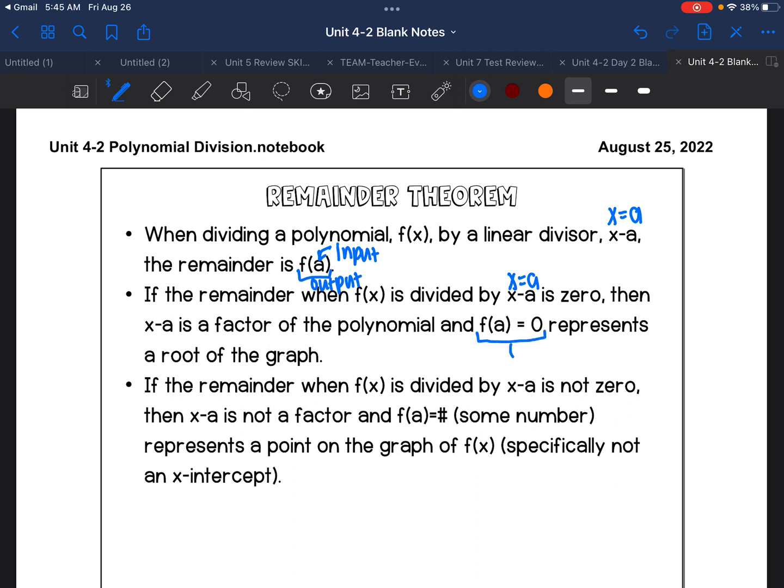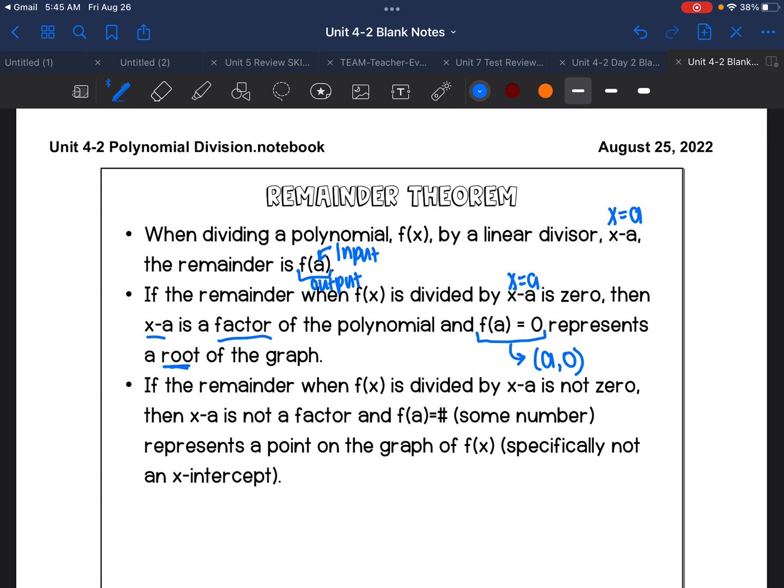We talked about that a good handful of times in this class, and we're going to see it again in this part of the lesson. But this would be x comma y, so a comma 0. And you can see that if you get a remainder of 0, then x minus a is a factor, and a comma 0 represents a root of the graph. And remember, root and x-intercept mean the exact same thing, okay?